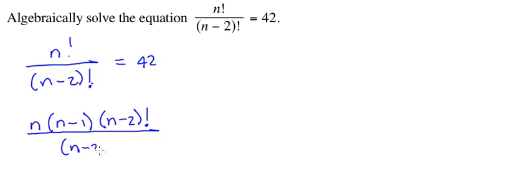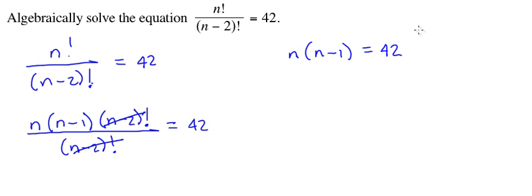Why did we stop there? Because we want to cancel against the n minus 2 factorial in the denominator. So do that. The factorials cancel, wonderful, and we get n times n minus 1 equals 42.